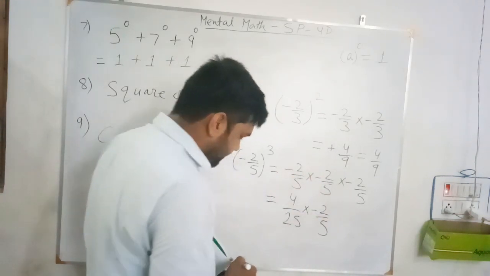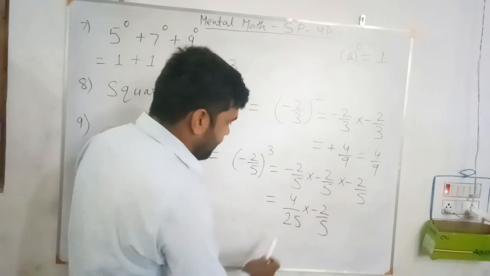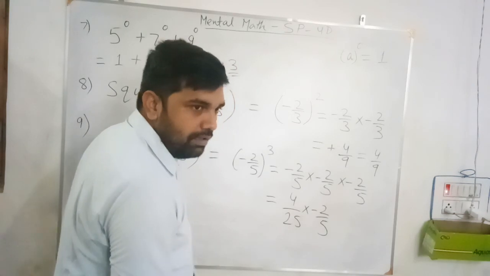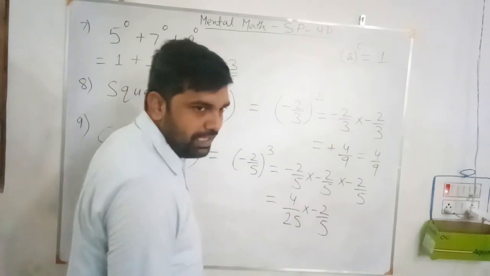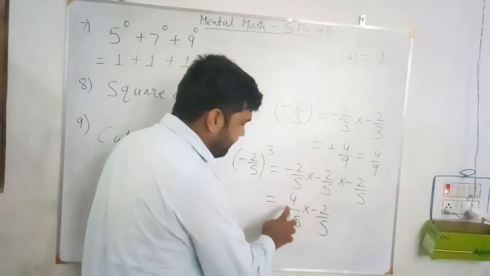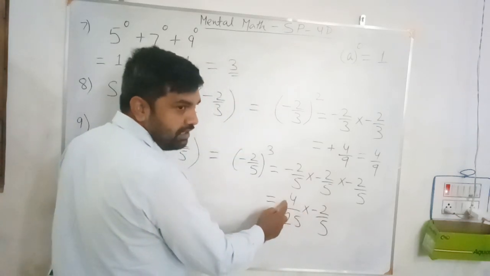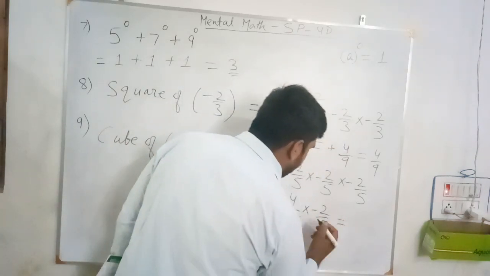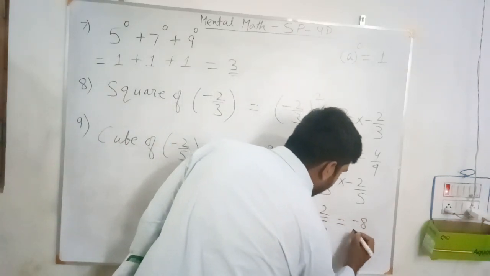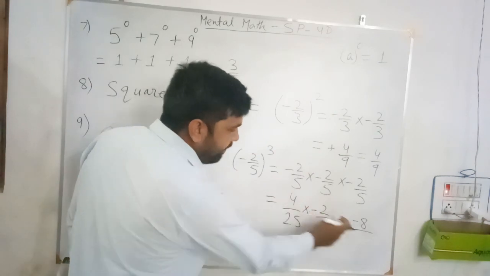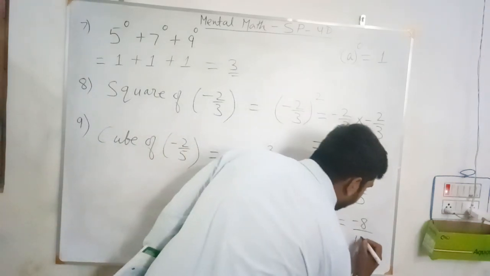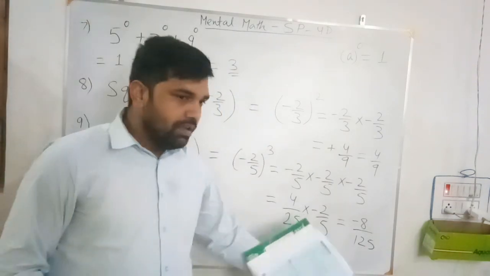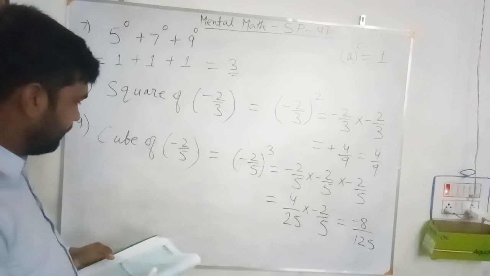Now in the next step, multiply this 4 and minus 2. So plus minus minus, plus 4 multiply minus 2 gives you minus 8. 4 2s are 8 and the sign will be minus, because the product of positive and negative sign gives you negative. So in the numerator what you got? Minus 8. 25 5s are 125. So if you multiply 5 with 25, you will get the value 125.